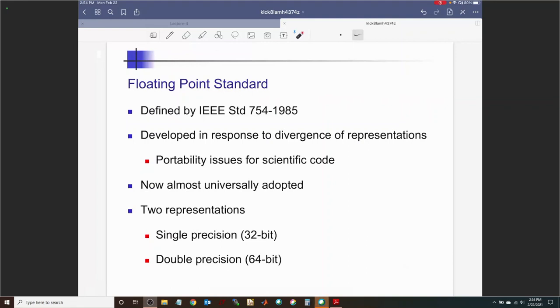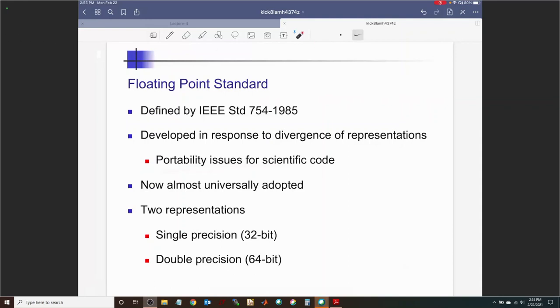It was developed exactly for this reason, the divergence of representation. Everybody was coming up with whatever they required, saying, okay, I need 10 bits for my exponent, or I need only 3 bits for my exponent field, and the rest I can have for significant. Well, we cannot have that divergence because we need portability. We need to make sure that scientific code is portable from one computer to the other.